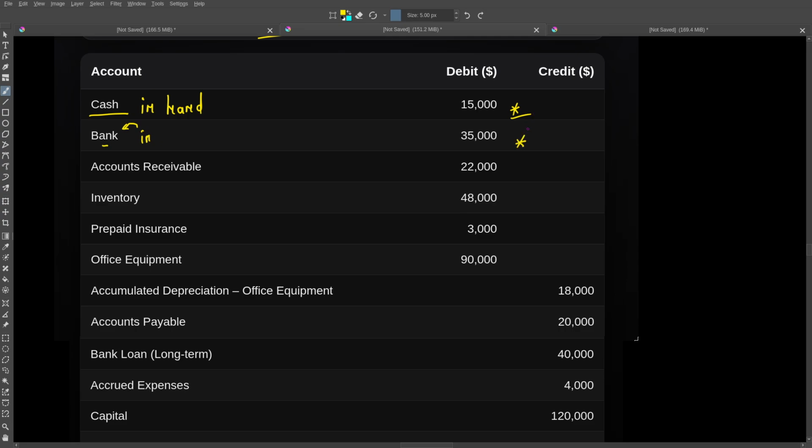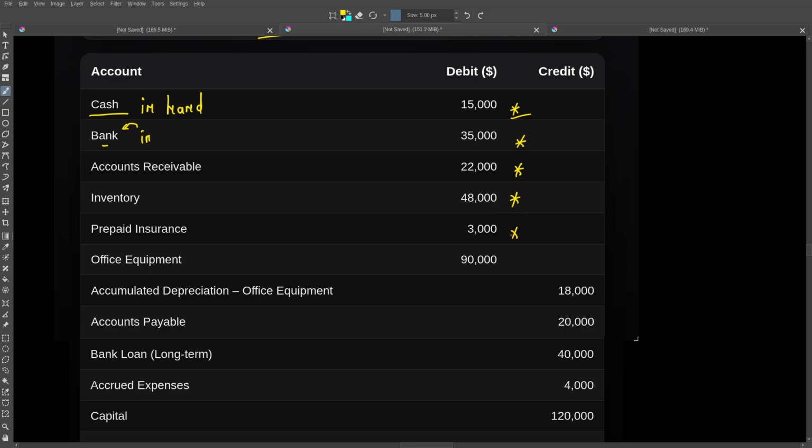In the account receivables, meaning as at this particular point, these people owe you, you're expecting to be paid 22,000. As at this point, you've sold to them these goods or services and they are yet to pay you the 22,000. The inventory balance is 48,000. This means that is the closing inventory as at 31st December 2025.